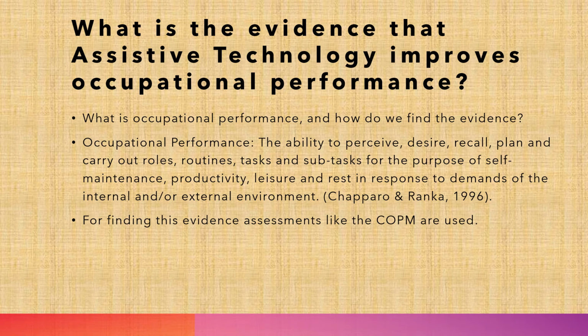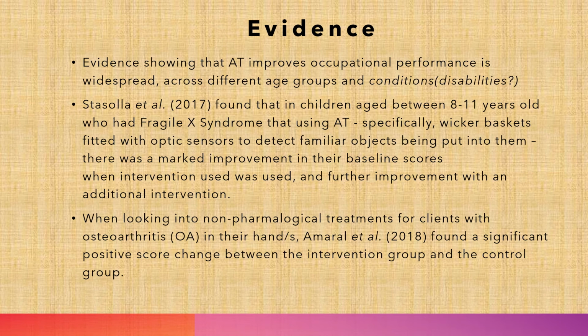This is used to collect data between 2 points in time from the client and/or caregiver. The first is the baseline score, and the second or comparison score is recorded after an intervention, resulting in either an increase or decrease in scores across the marked domains. Having established how we get the evidence, we will now look at various studies from the assistive technology field.